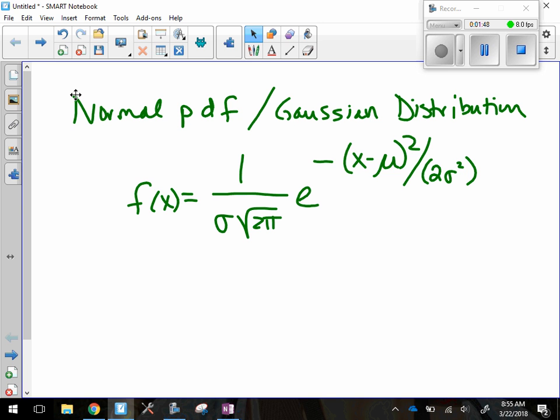All right. And of course, if we want to find the probability of something, we're going to take the integral between whatever our interval is of f of x dx, and that'll give us the probability of our event or our value or our choice occurring.